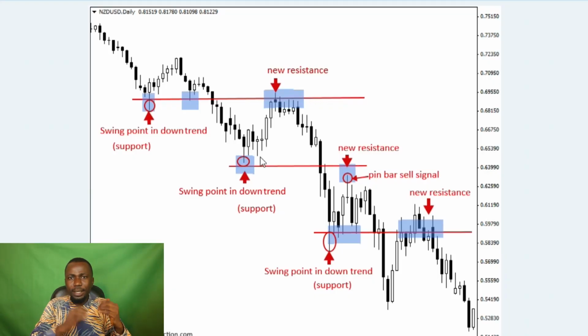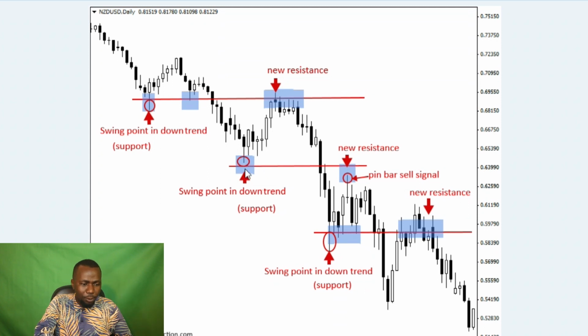So here the market is clearly in a downtrend, right? So you have to only sell because the market is in a downtrend. So where do you sell? At resistance. Forget about the support. The support is telling you that this support will soon become a resistance. So wait for that support to become a resistance for you to take action.